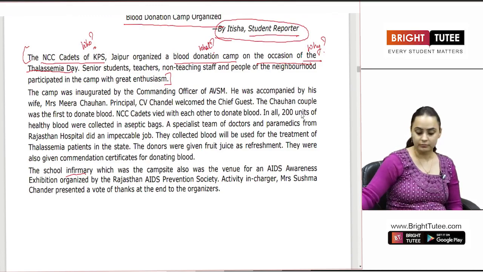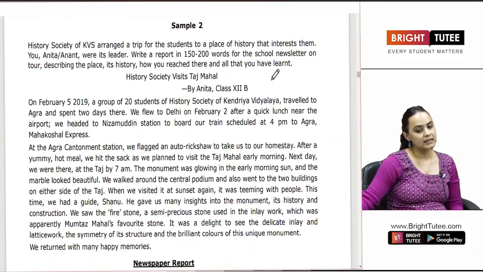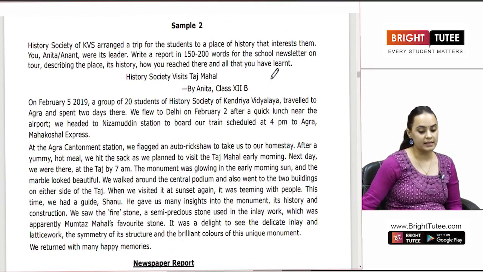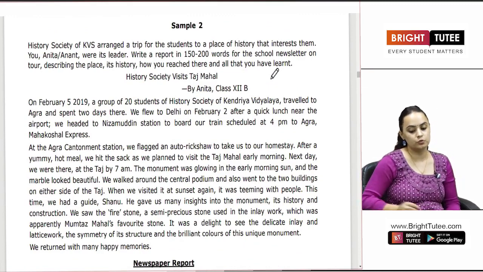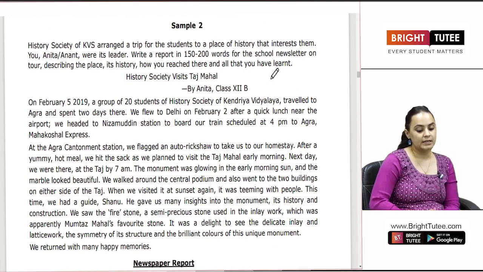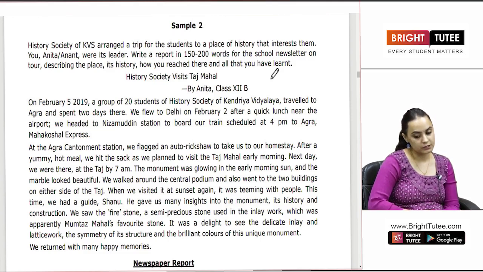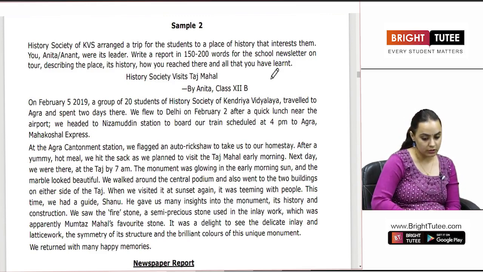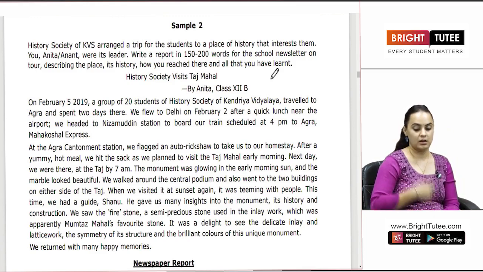Okay. Now, let us look at another sample. So, History Society of KVS arranged a trip for the students to a place of history that interests them. You, Anita Anand, were its leader. Write a report in 150 to 200 words for the school newsletter on the tour, describing the place, its history, how you reached there, and all that you have learned. So, what is the second occasion?